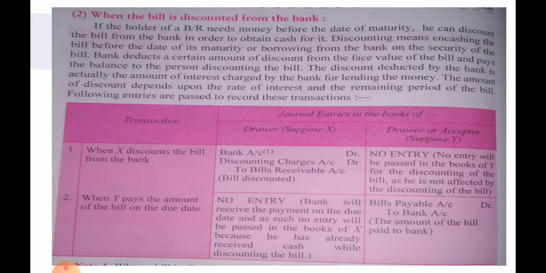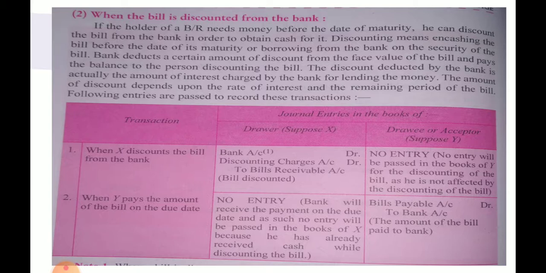Now the second case is when the bill is discounted with the bank. Sometimes the drawer of the bill needs money before the maturity of the bill, so he can discount the bill with the bank in order to obtain cash for it. Discounting here means encashing the bill before the date of maturity, or borrowing from the bank on the security of the bill. The bank deducts a certain amount of discount from the face value of the bill and pays the balance to the person discounting the bill.